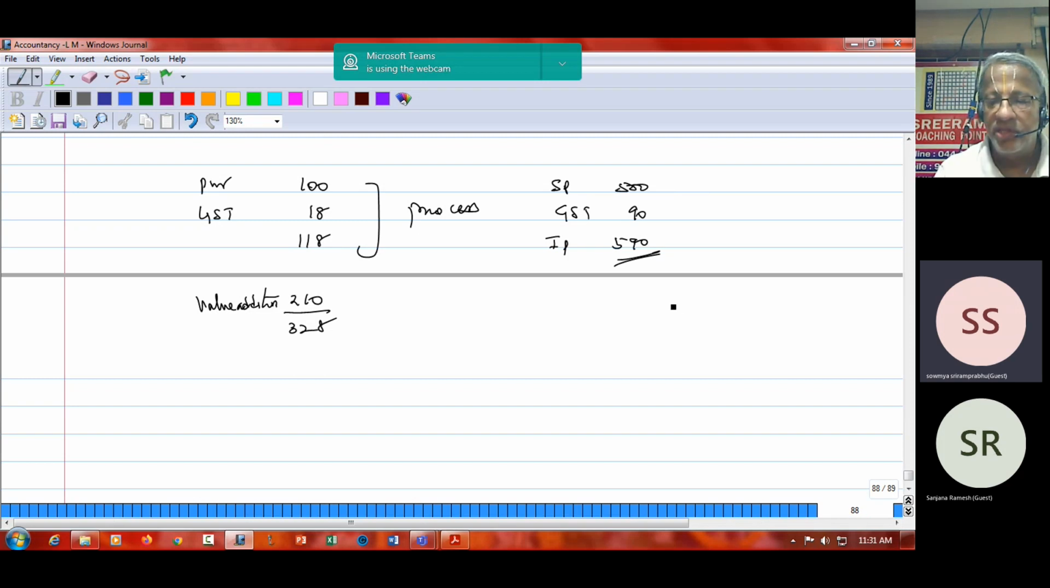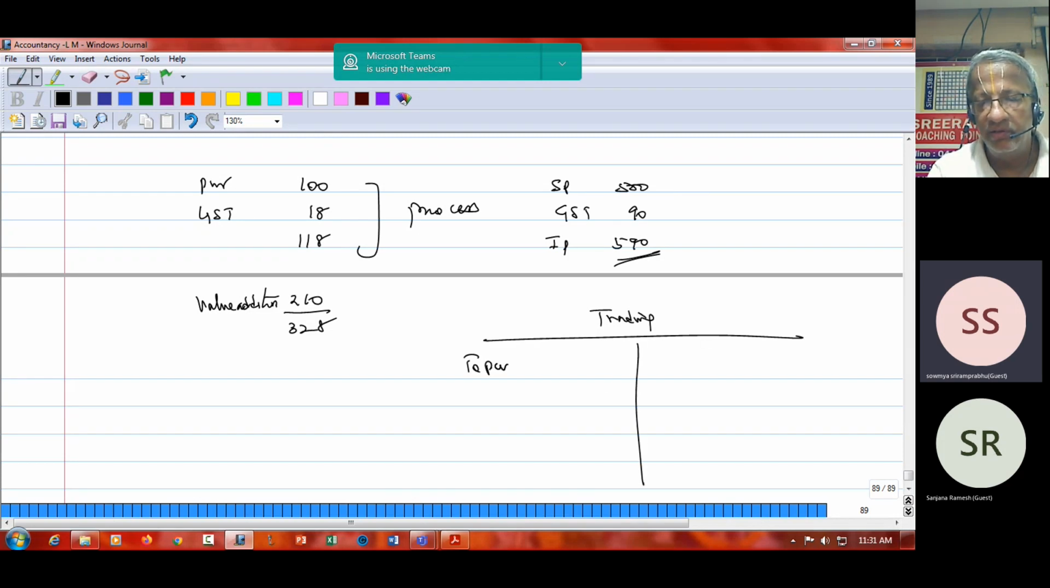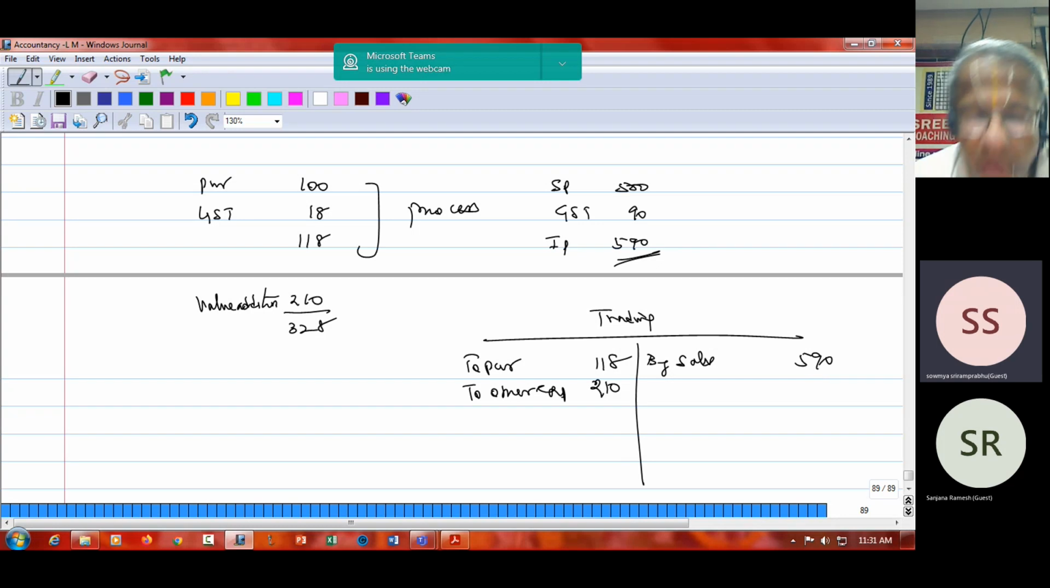Are you understanding? Now, in my trading and P&L account, I will have purchases at 118, other expenses 210, by sales including GST 590. Now, this is with GST on either side.